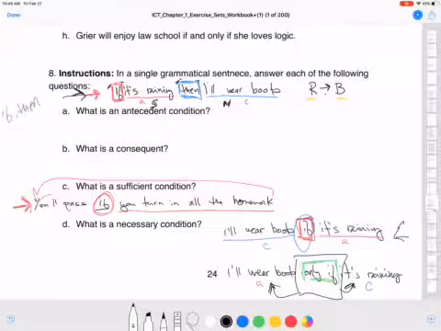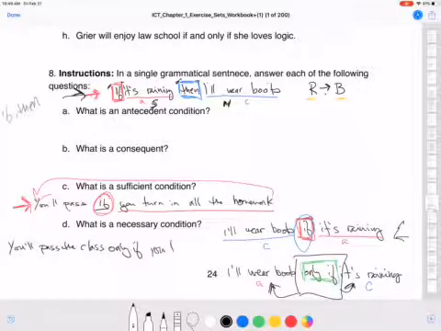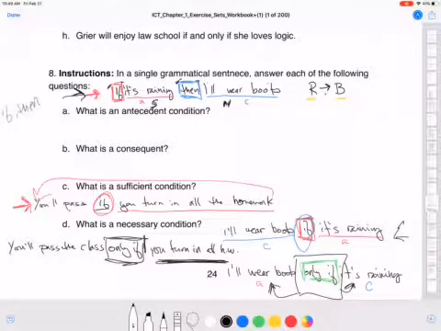So if I have a grading policy that says you'll pass the class only if you turn in all the homework, what I'm saying when I have "only if" is that turning in all the homework is a necessary condition for passing the class, but it's not sufficient, right?